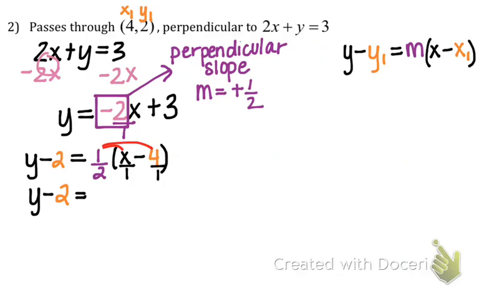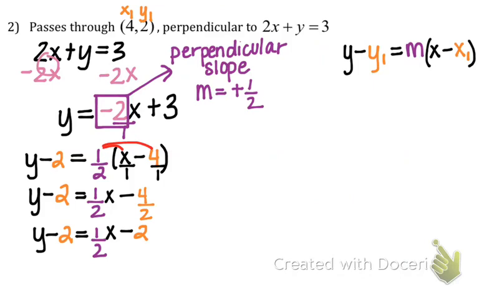The left-hand side stays exactly the same. We're not doing anything to that yet. 1/2 times x is 1/2 x, minus 1/2 times 4 will be 1 times 4, which is 4, and 2 times 1, which is 2. So minus 4/2. Now to continue on, I'm going to simplify just a little bit. y minus 2 is equal to 1/2 x minus 4 divided by 2, which is 2.